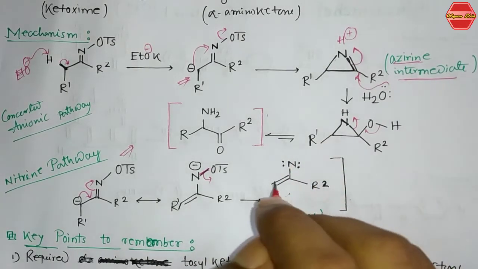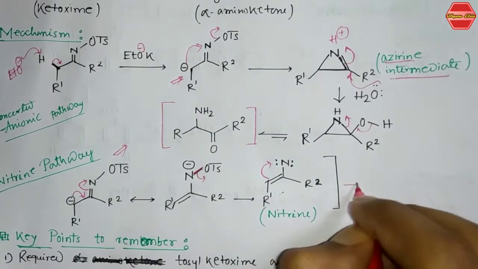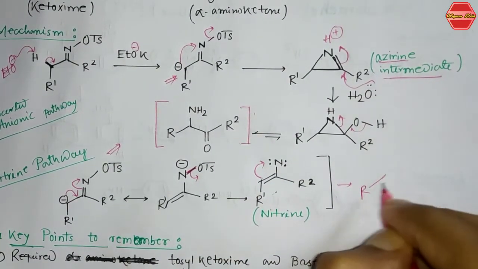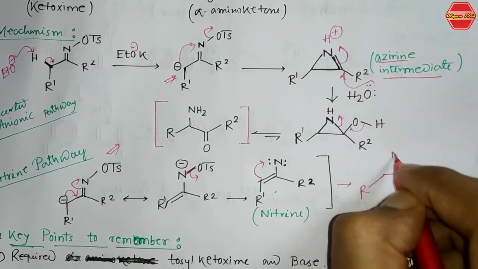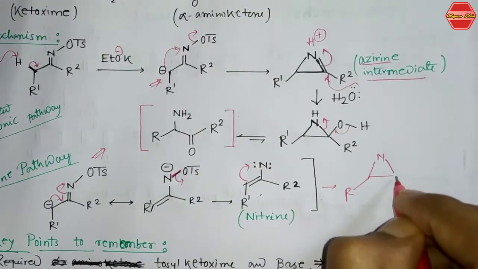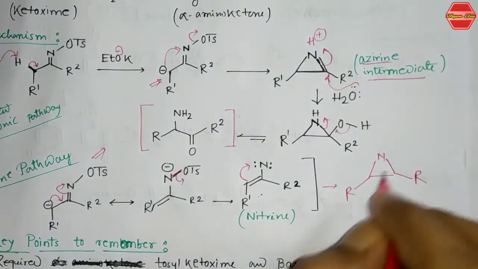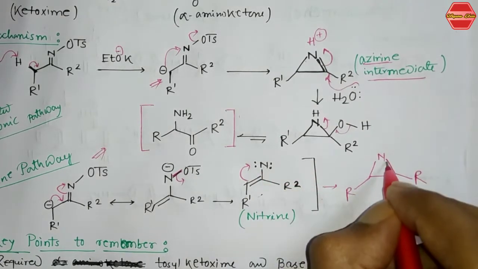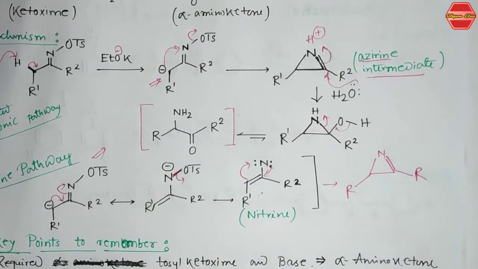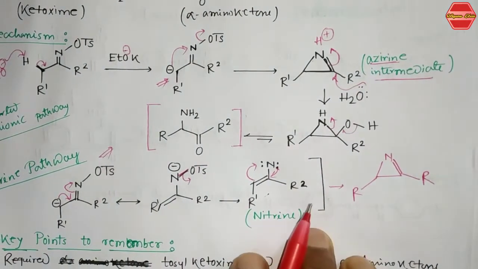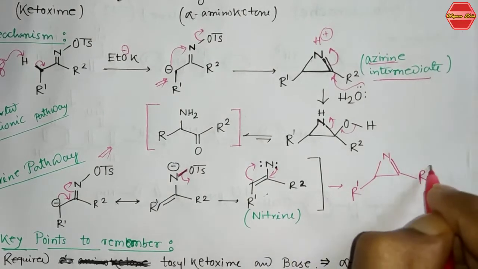Now this nitrene intermediate can go over here, so that the final product that you get is, this is your nitrogen, this one and this one, right? So this is your overall mechanism in this way, right? So this is how you get this product, that is your azirine intermediate. So the azirine intermediate is the same for both cases, R1 and R2.